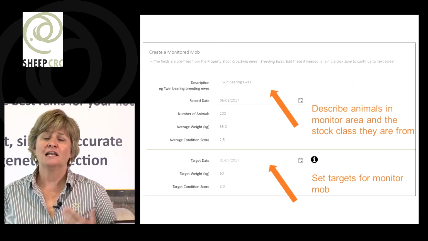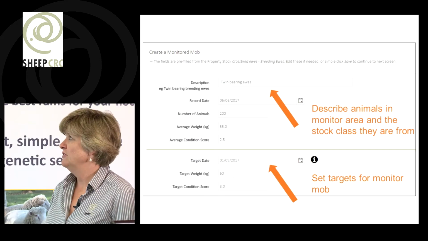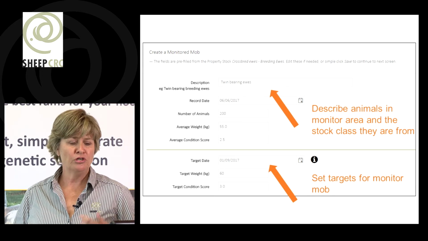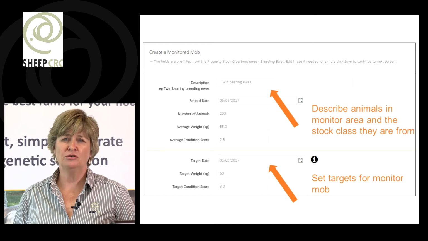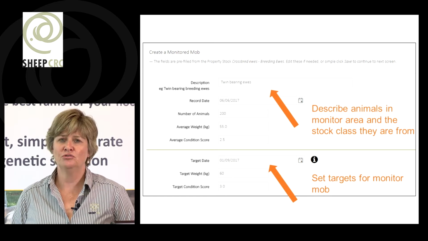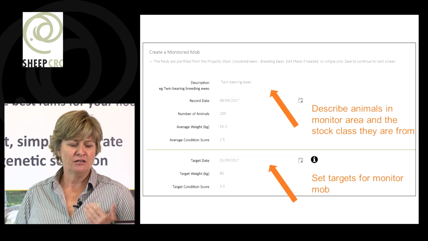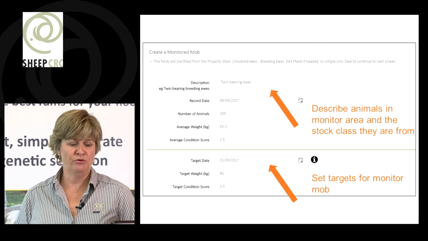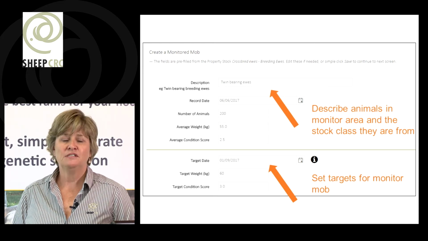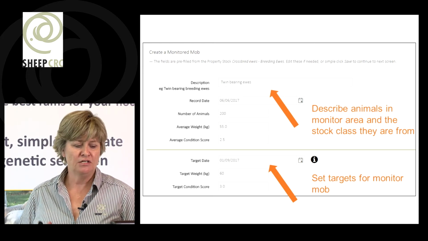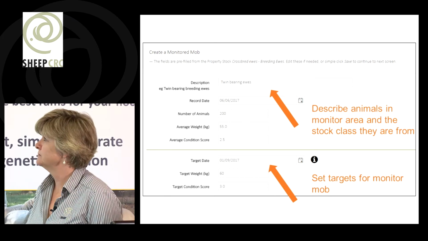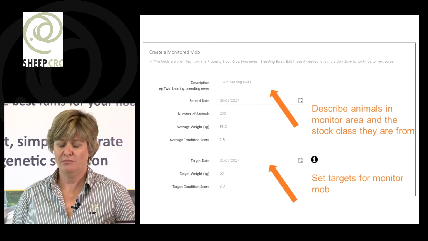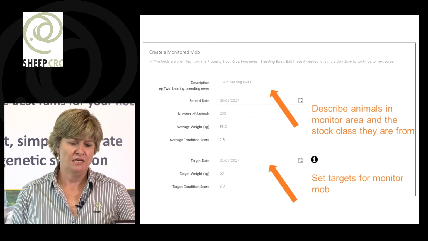The next step is to allocate some animals to that monitored area, and in this case I've selected out the twin-bearing ewes, so I'm not putting all of my breeding ewes onto that monitored area. I'm just putting the 200 twin-bearing ewes, and I'm indicating that they currently weigh 55 kilos and are a condition score 2.5, but on the 1st of September I'd like them to weigh 60 kilos and be condition score 3. So that's how we set a target out in the future that we can monitor our progress towards in the application.